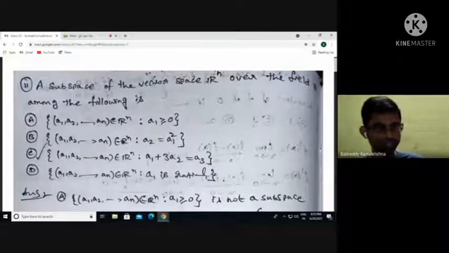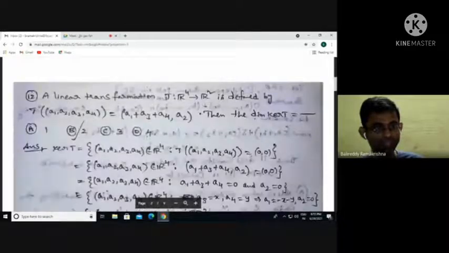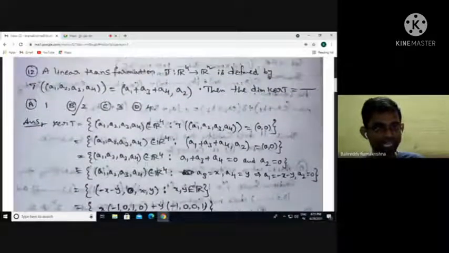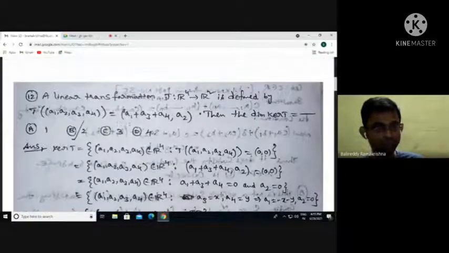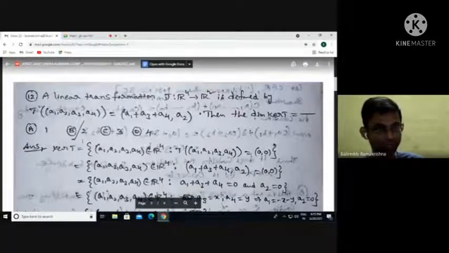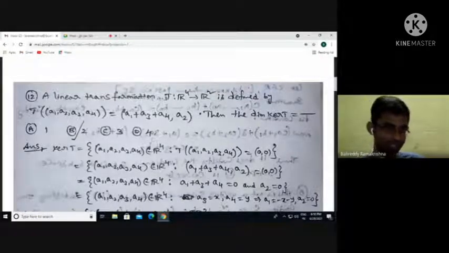So next we'll move to question number 12. Here question number 12 is: a linear transformation T from R power 4 to R square is defined by T of a1, a2, a3, a4 is equal to a1 plus a3 plus a4, comma a2. Then the dimension of kernel T is equal to, and the four options are option A 1, option B 2, option C 3, option D 4. So here also we have to choose one correct option from these four.